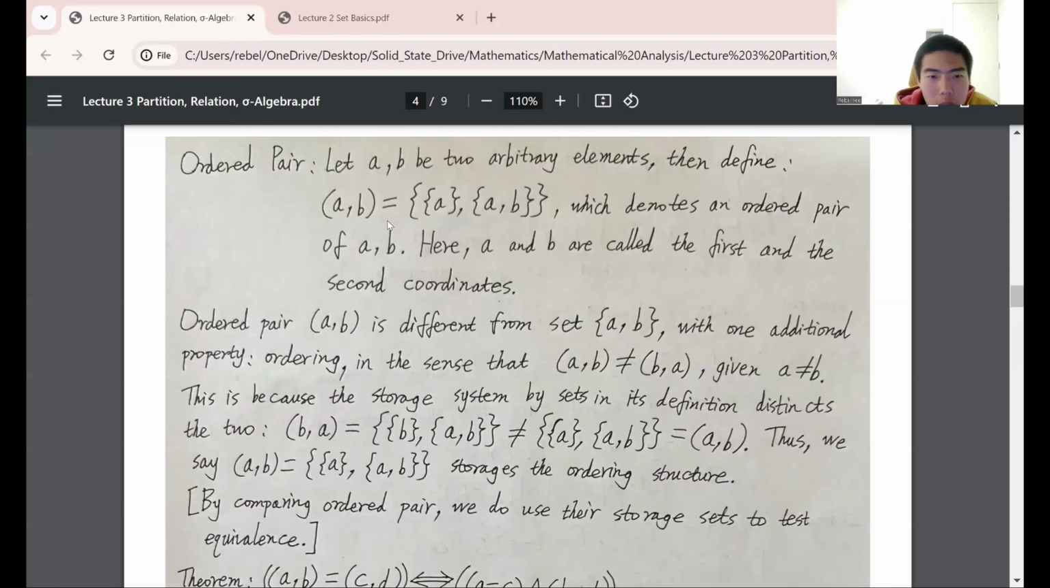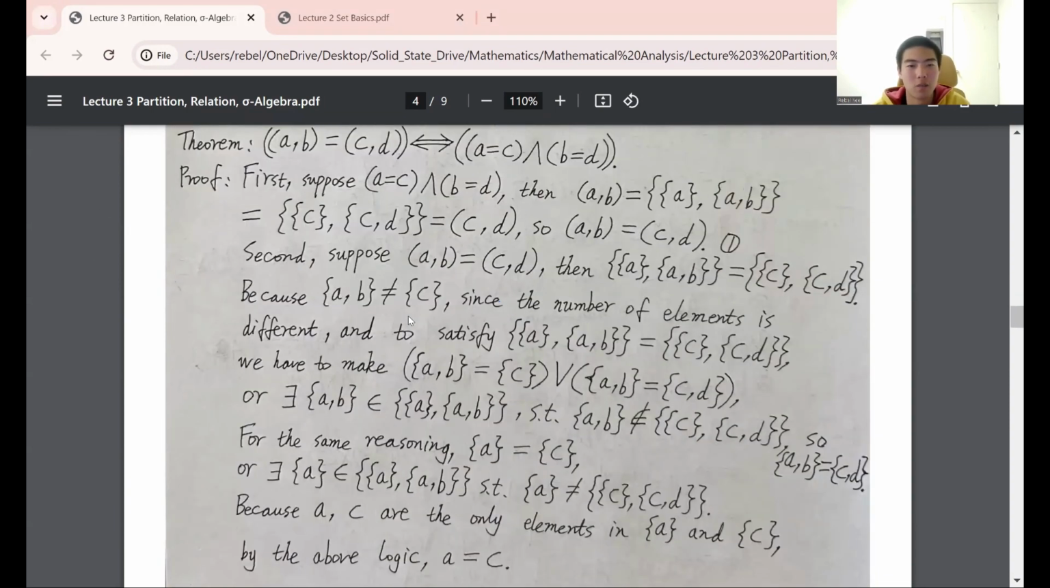How to compare the equivalence is a good question. Like if you say (A, B), is it equal to (B, A)? Maybe it's not, right? Because what's the case of (B, A)? (B, A) is {B}, {B, A}, but (A, B) is {A}, {A, B}, which is different. The set is different. And we can always use the storage set to compare the ordered pair. So that's it.